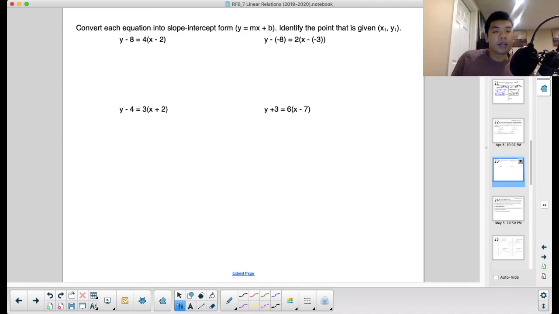Here we're going to convert it into slope-intercept form. Again, we know that slope-intercept form is just y is equal to mx plus b. So we want to isolate the y, or just get that y by itself. So we're going to start with example number 1. Just for extra practice, we also want to identify the point that's given, so let me highlight this. We want to find the point x1, y1. So that would actually be this right there. So we've got this.